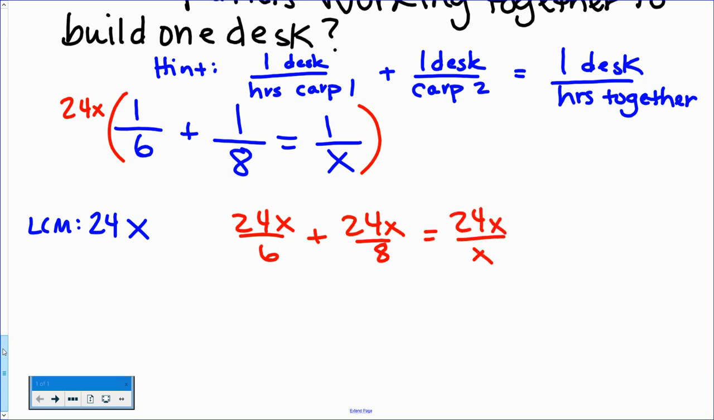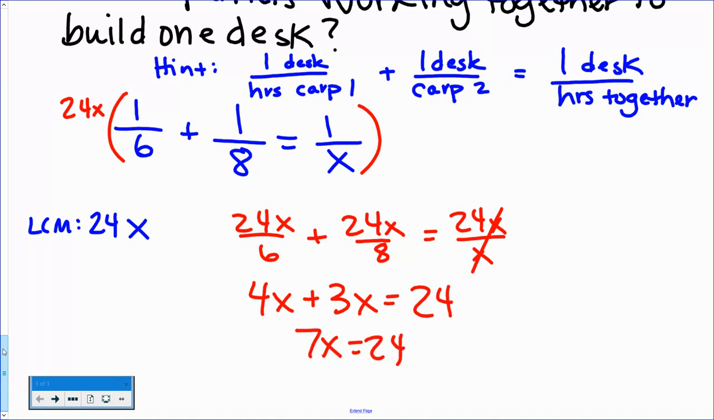So when I go to divide, I will get 4x plus 3x. My x's would divide equals 24. 7x equals 24. Divide by 7. For something like this, I would just double check MathXL. It might ask for your answer as a fraction. So 24/7 of an hour.